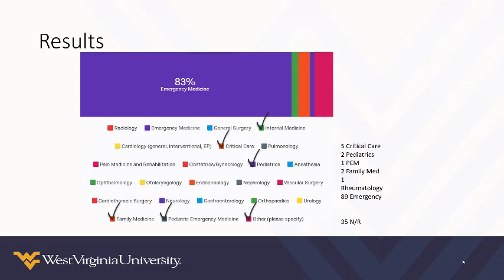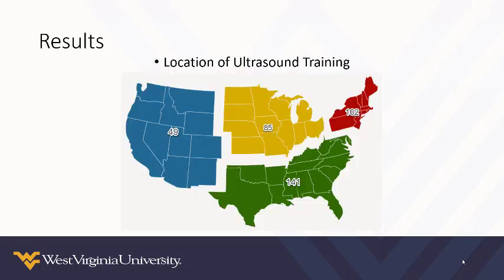In regards to physician response, 83% of physician respondents listed their primary specialty as emergency medicine. We did have a sampling from various specialties, including critical care, pediatrics, family medicine, and rheumatology. It was noted that 35 physicians did not provide their primary field of training. As far as regional data, the majority of responses came from the South.